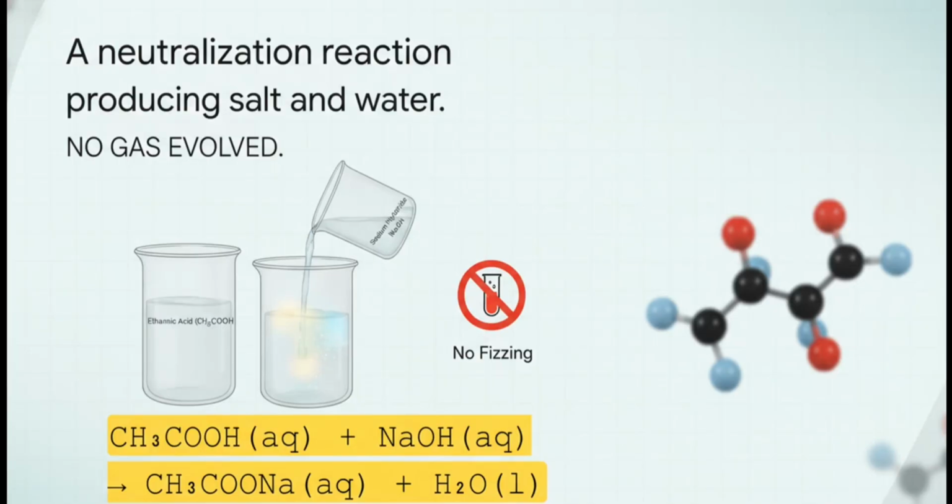Next is the reaction with a base like sodium hydroxide. This is just a classic neutralization. The acid and base get together to make a salt, in this case sodium ethanoate, and water. What's important here? As you can see from the equation, there's no gas, so no fizzing.